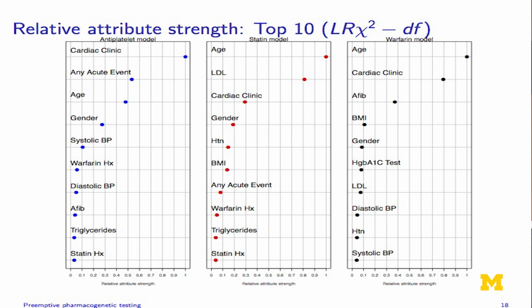These are the relative attribute strengths. I've sorted all the different variables by how important they are according to the likelihood ratio chi-squared statistic minus a degree of freedom penalty. And you can see there are commonalities between these models. This is the antiplatelet model, the statin model, and the warfarin model.